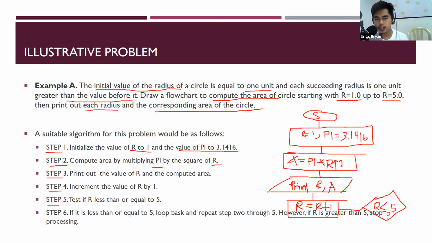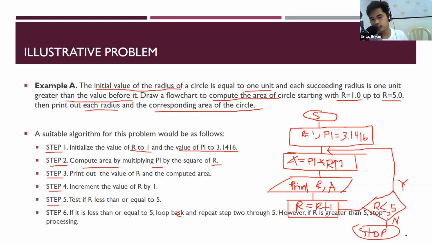So, pag yes, ang sabi dito, if it is less than or equal to 5, loop back and repeat step 2 to 5. Ano yung step 2 to 5? Compute the area. So, kapag yes daw, balik tayo raw sa step 2. Compute natin yan. So, paulit-ulit na yan. Pag no, stop. Please take note that kailangan nyong lagyan ng sagot dito. Kasi question mark ang tanong natin dito. Pag yes, kailangan natin ng indicator na dito ang direction pag yes. At dito ang direction kapag no ang sagot.